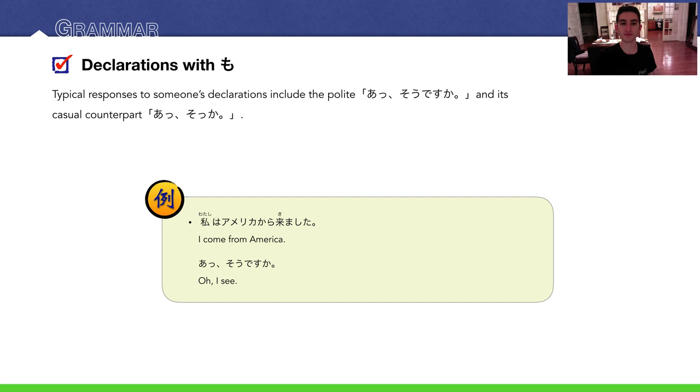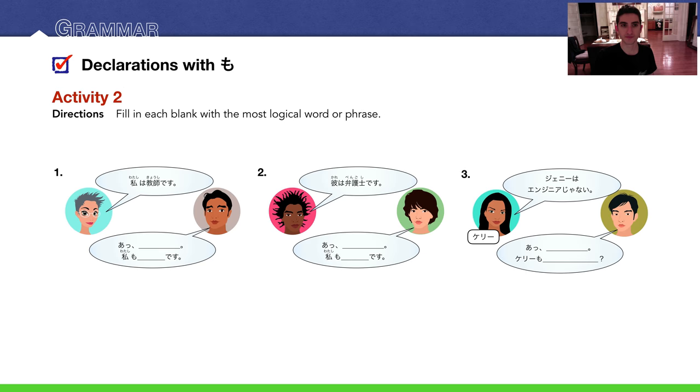I'm a sophomore. 私は2年生だ。 This is casual, right? And then the other person can casually respond, あ、そっか。私も2年生だ。 I too am a sophomore. I am a sophomore too.